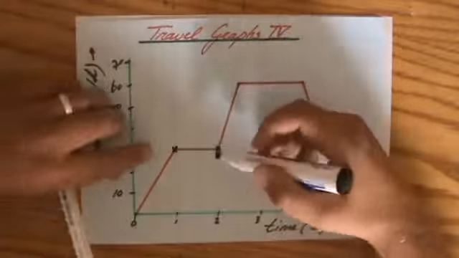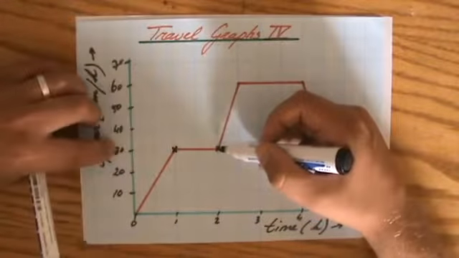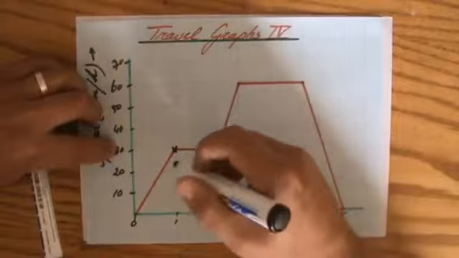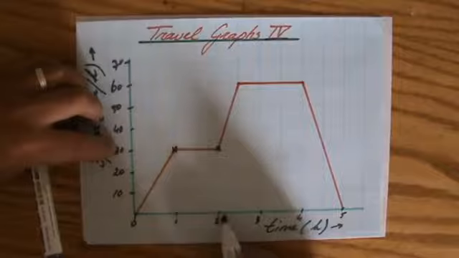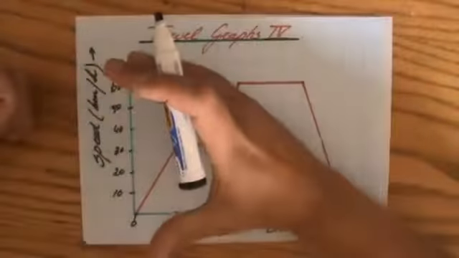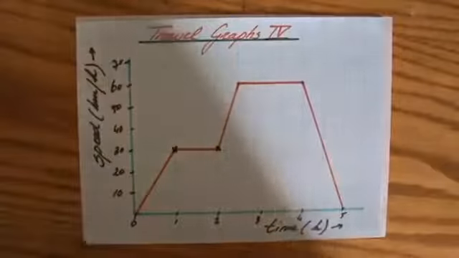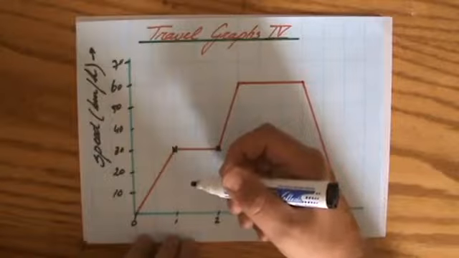For instance, between these two crosses, my speed there is 30, and I am traveling 30 kilometers per hour. How long? For 1 hour. So what is going to be my distance? 30 kilometers per hour for 1 hour. My distance for this part of the journey is going to be 30 kilometers.